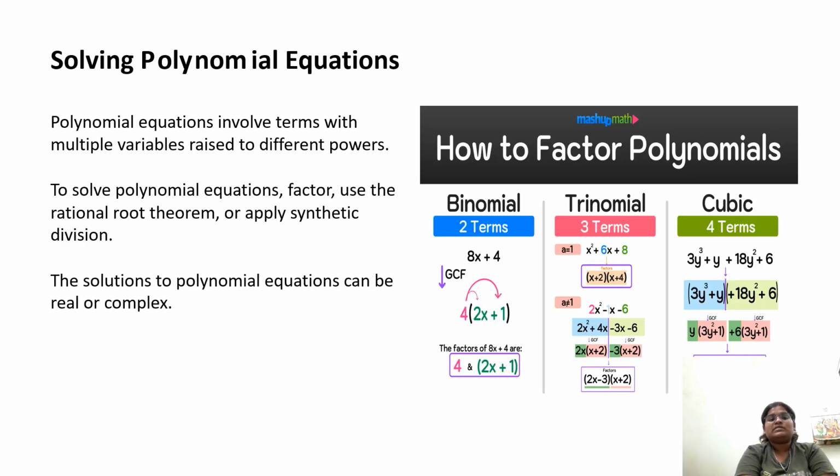The next topic is solving polynomial equations. Polynomial equations involve terms with multiple variables raised to different powers. To solve polynomial equations, factor, use the rational root theorem, or apply synthetic division. The solutions to polynomial equations can be real or complex. How to factor polynomials? Binomial, trinomial or cubic. Binomial means 2 terms, trinomial means 3 terms, cubic means 4 terms.